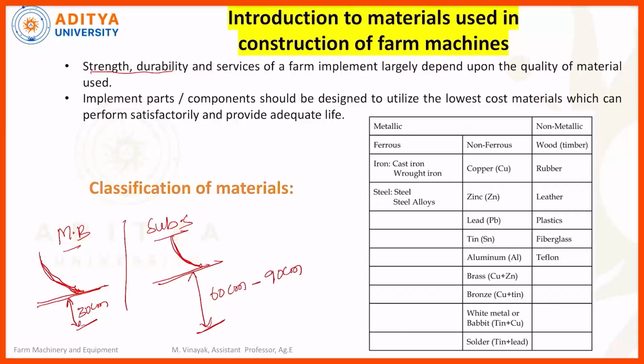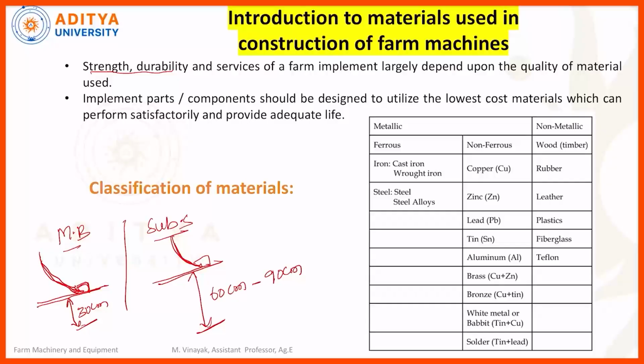So in that situation, based on our requirement, the strength of the tool will increase. The 30 centimeter tool will need little less strength compared to the 90 centimeter depth of ploughing. Now coming to durability: how much is the lifespan of the machine? That is also one of the important elements for the selection of material for construction of farm machinery.